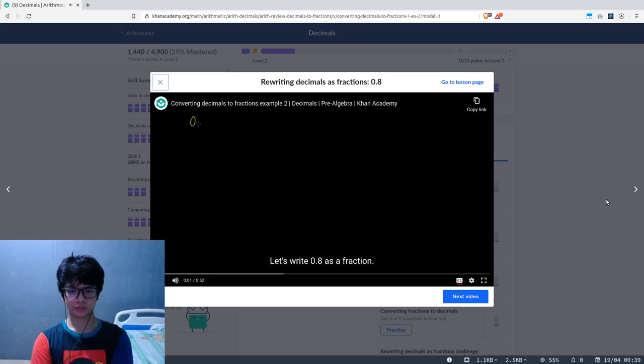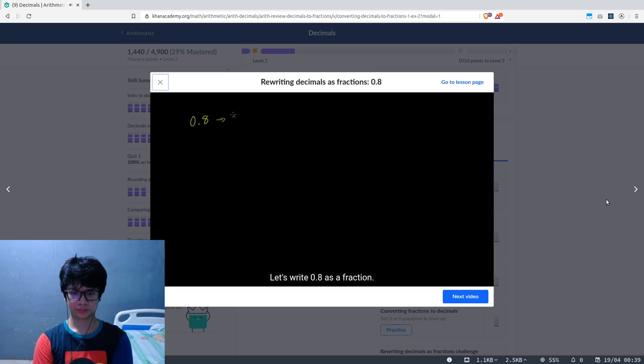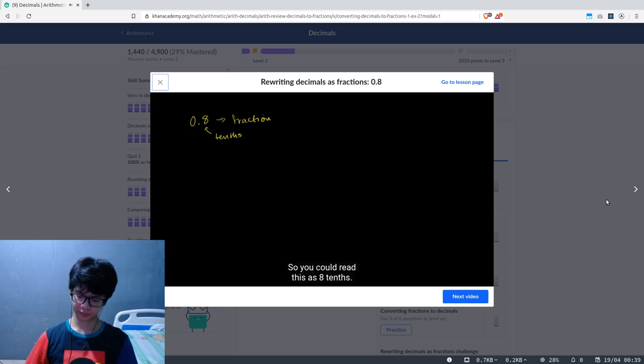Let's write 0.8 as a fraction. So 0.8, the 8 right over here is in the tenths place. So you could read this as 8 tenths. And we can write that literally as being equal to 8 tenths, or 8 over 10. And now we've already written it as a fraction. And if we want, we can simplify this down. Both 8 and 10 share common factors. They are both divisible by 2.